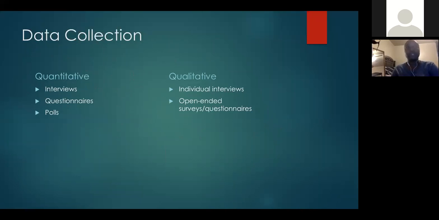To obtain qualitative data, this research study will conduct individual interviews and provide participants with open-ended surveys and questionnaires. As a result of this data collection, this research will collect more information on the demographics of the target population. It will also collect more information regarding their personal experience with cyberbullying.